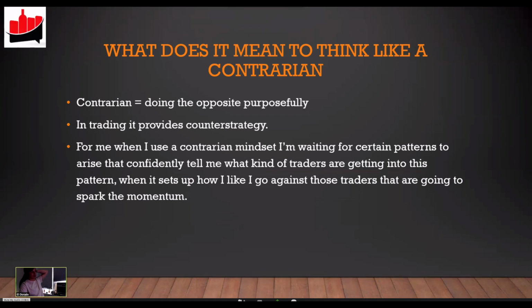I also have a couple of counter strategy or contrarian patterns that I've noticed while trading, and some that I came up with and have seen since I've made them. When I use the contrarian mindset, I'm waiting for certain patterns to arise that confidently tell me what kind of traders are getting into this pattern. Then when it sets up, I'll go against those traders, who are going to start their momentum. So I'm looking for that group of traders making the wrong decision, confirming it by volume about how many of them there really are, and I'm just going to go against them because they're setting up for failure.